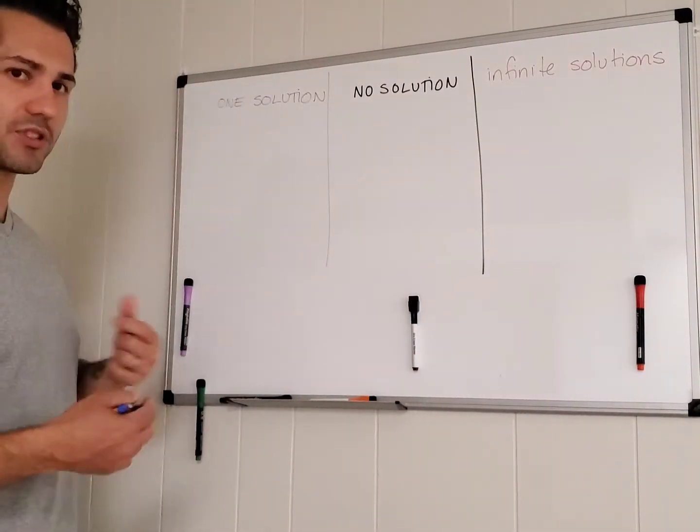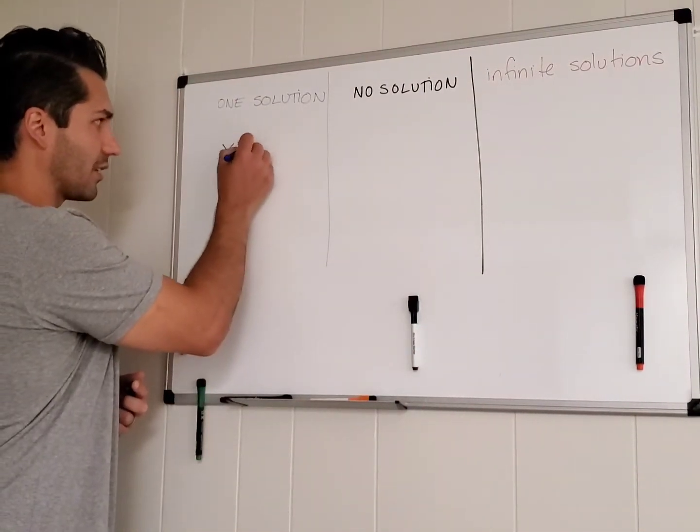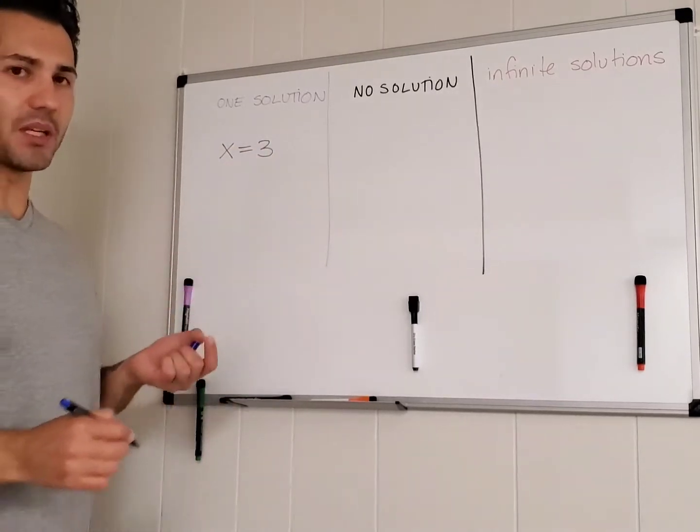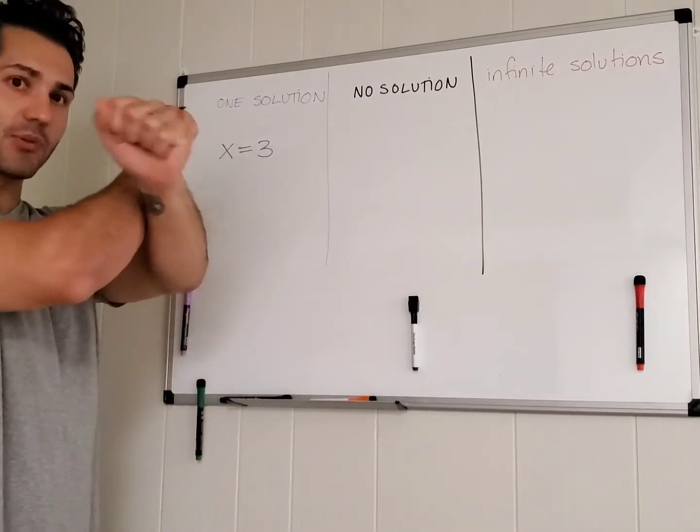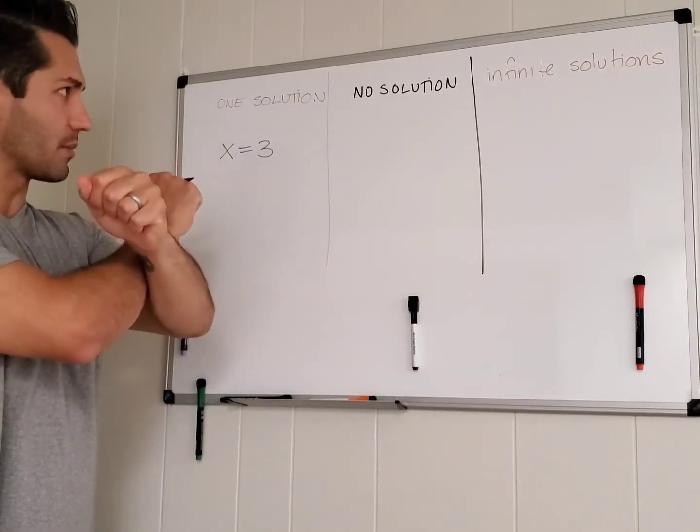One solution is when you solve an equation and you get something like x equals 3. That means it only has the solution at x equals 3. At that point, that's where they intersect. When x equals 3, that's where they meet.